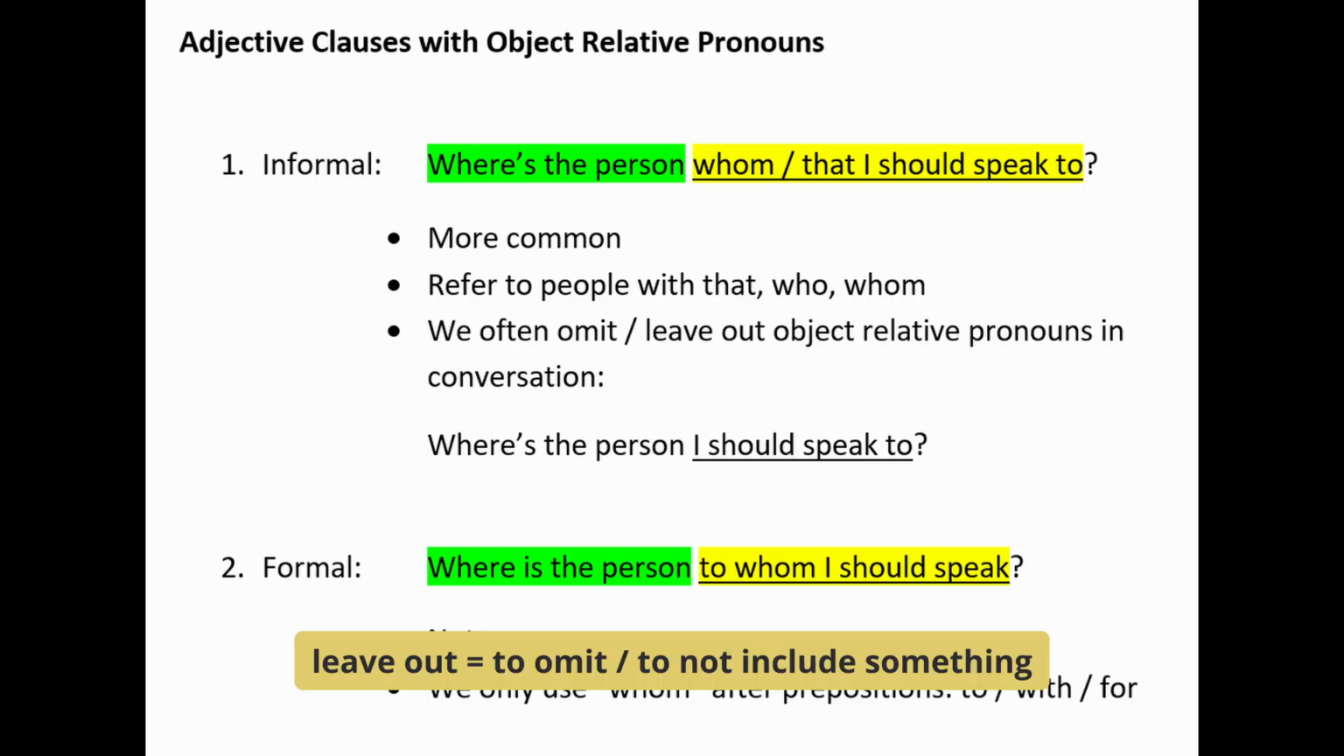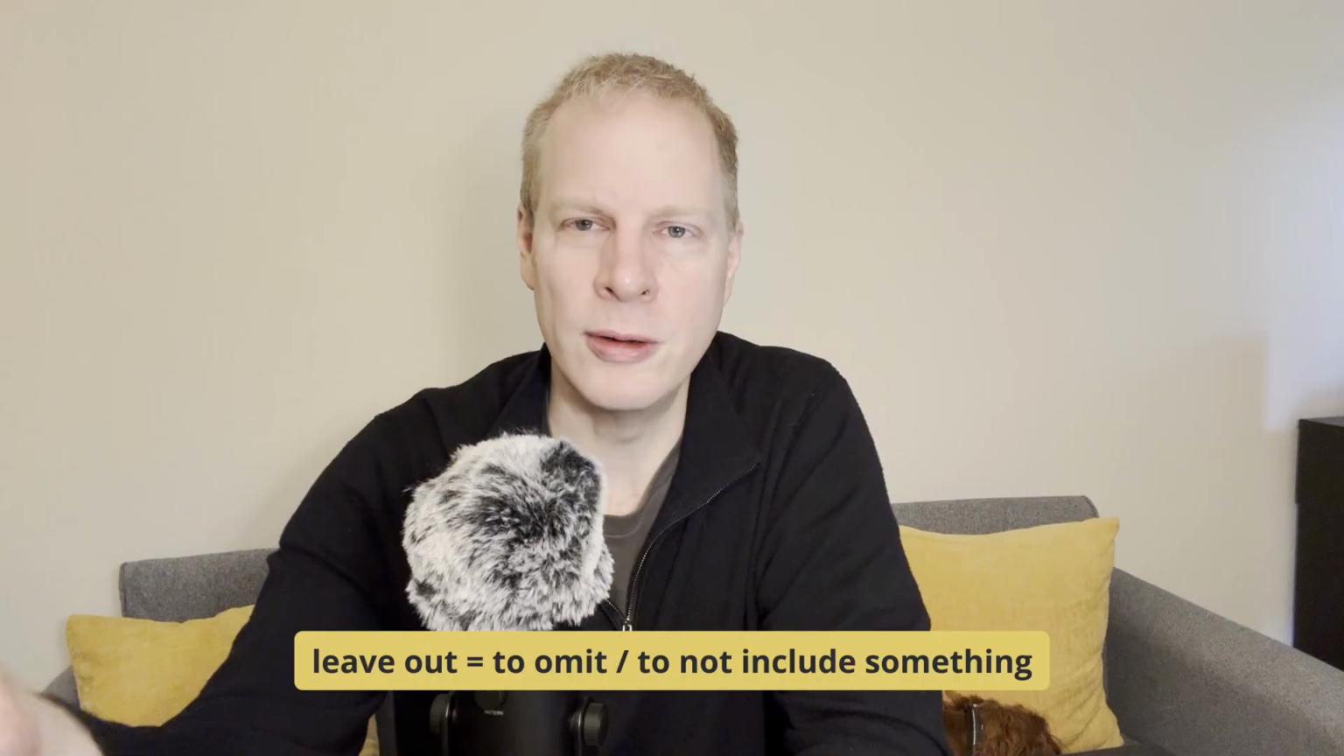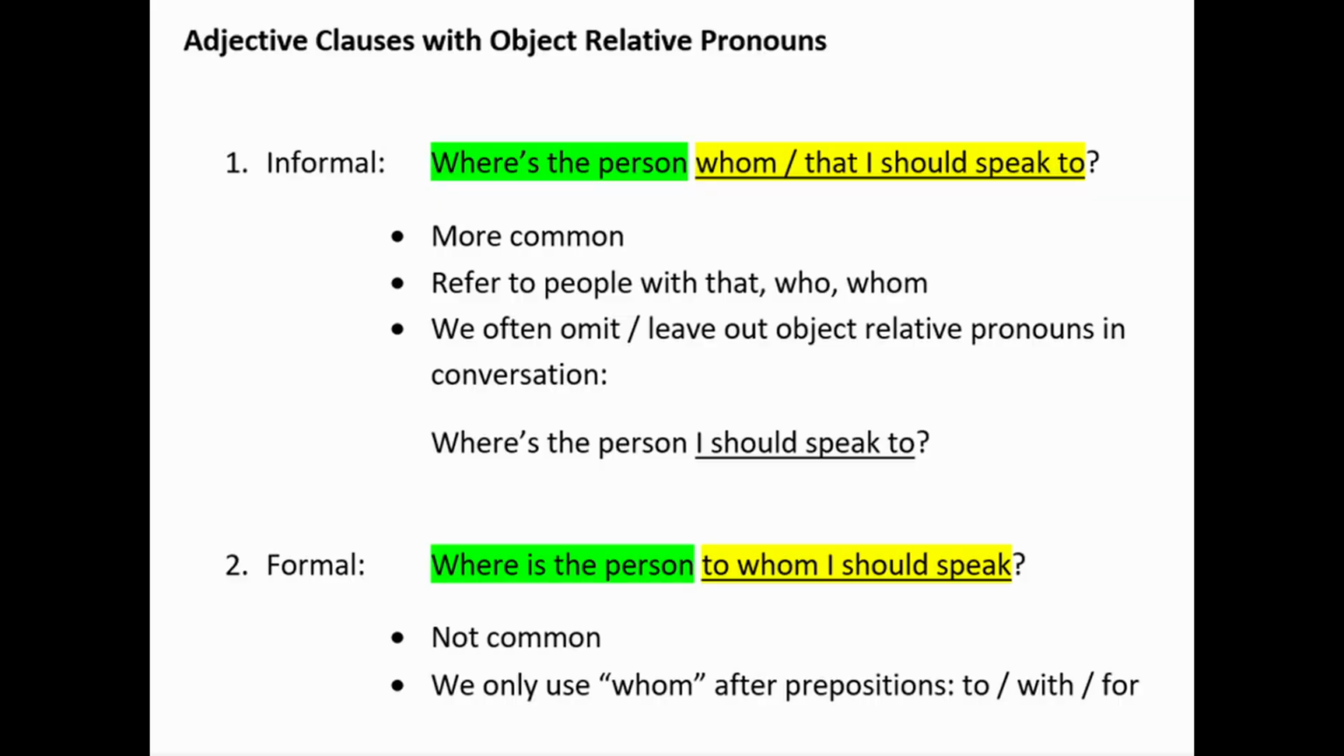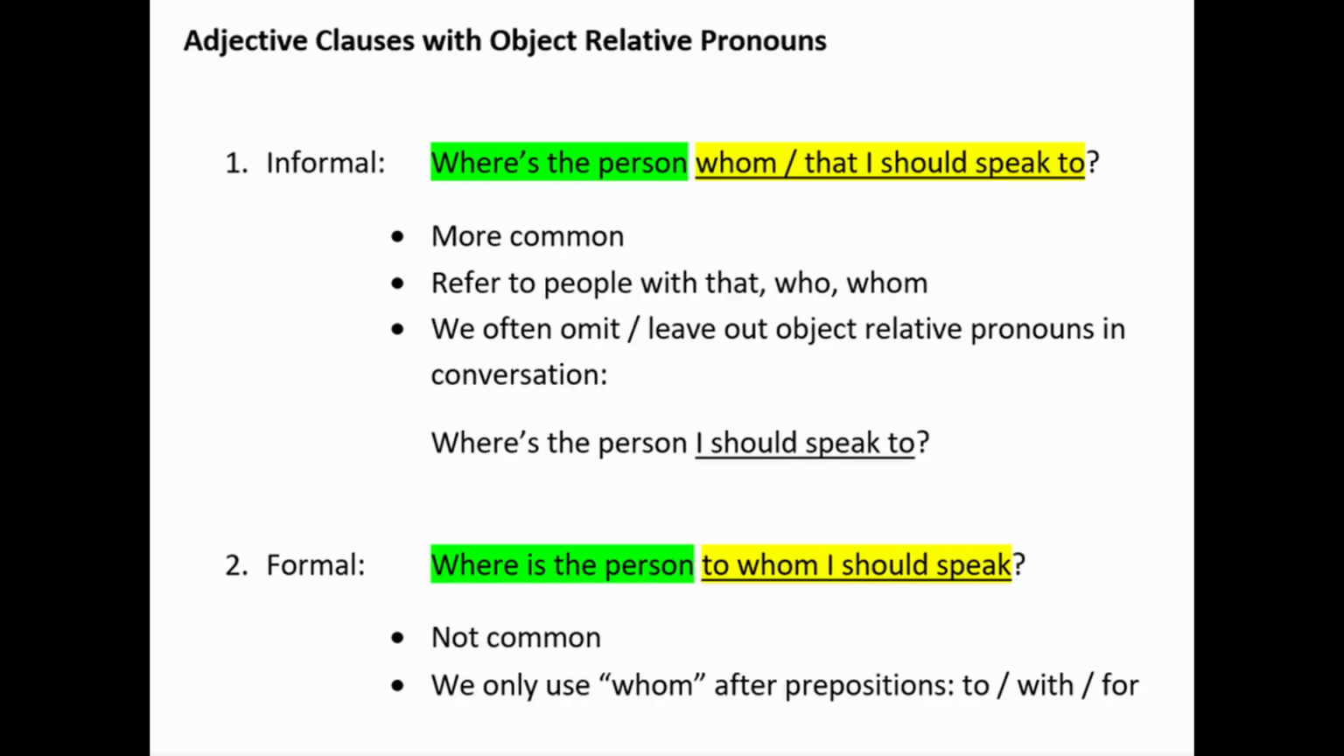Now, we often leave out, or you can say omit. Omit means to leave out. Leave out is the phrasal verb. We often don't include the object relative pronoun in conversation. So I could say, where's that person I should speak to, all right? That's very casual. In writing, you might include it. Where's that person that or whom I should speak to? But in casual conversation, you probably just say, where's that person I should speak to? So object relative pronouns, you don't really need to include them in a more casual sense, okay? You could also say, where is the person to whom I should speak, right? Where is the person to whom I should speak.